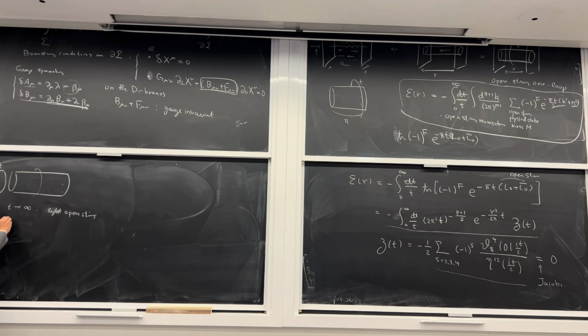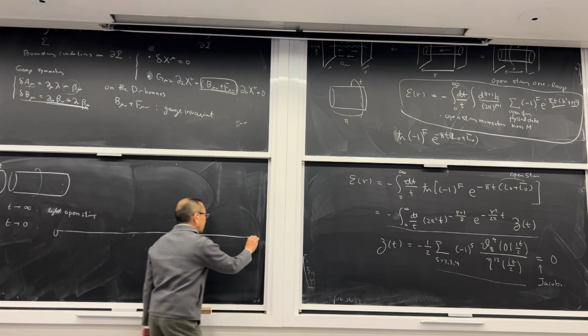But on the other hand, suppose t is small. So when t is small, what's going to happen is that you have a very, very long cylinder.